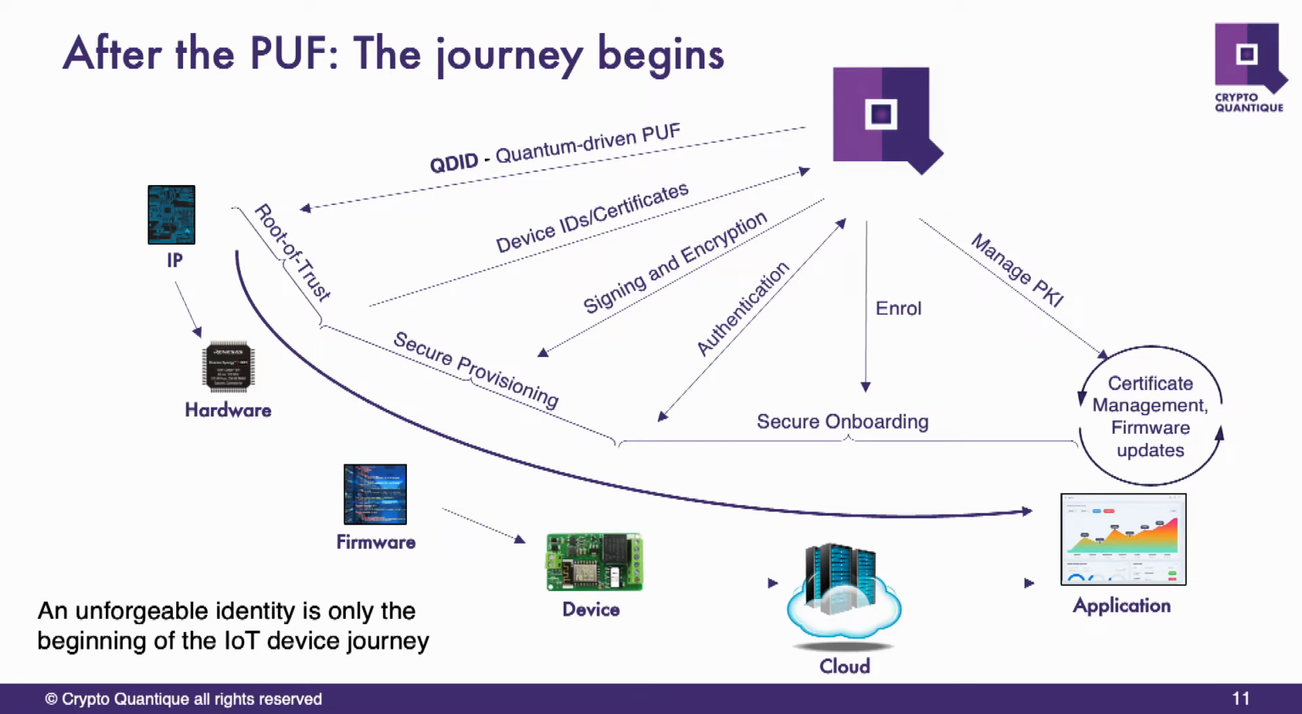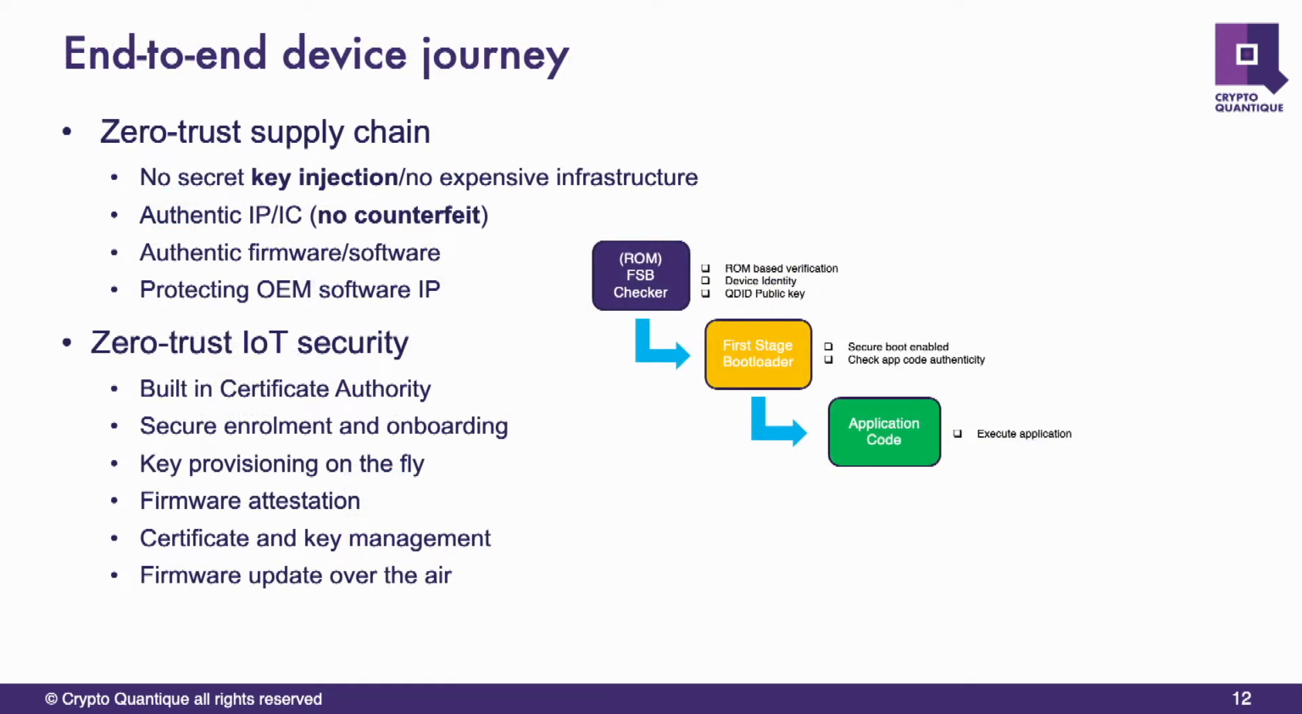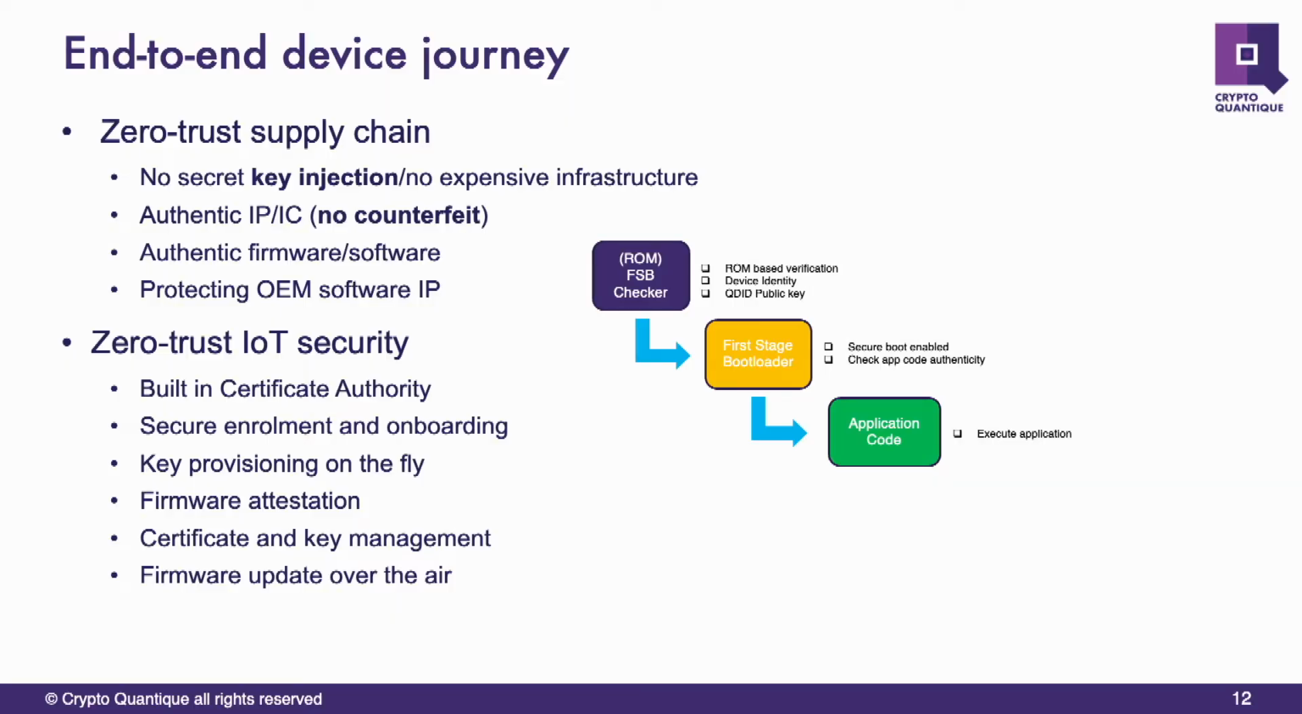So we talk about this zero trust supply chain. Because you don't have to inject keys into the device, it means you don't have to trust anybody, and it's low cost. The device can't be counterfeited based on the quantum identity. Authentic encrypted firmware can be downloaded to the bare metal device. That's always a weak point. But you can encrypt it straight away, so you don't have to trust any board stuffers or board builders that are doing your product. And you're protecting that customer's software IP.